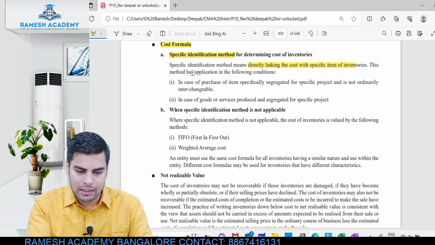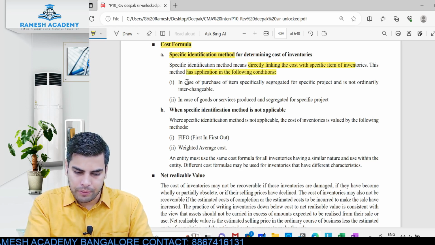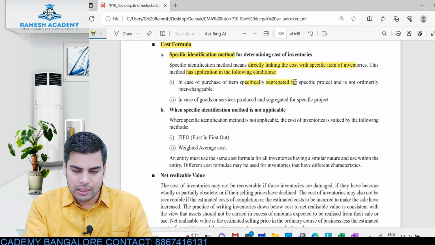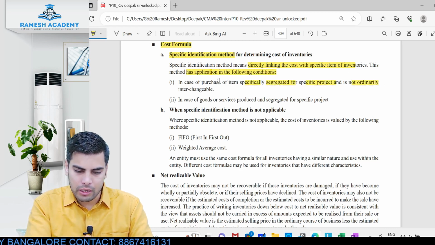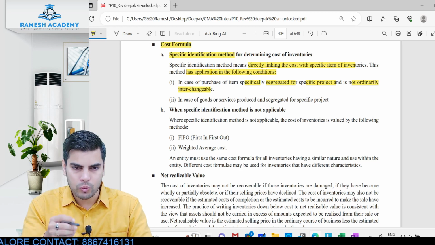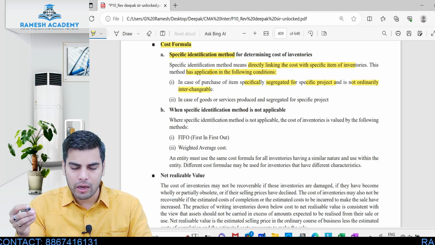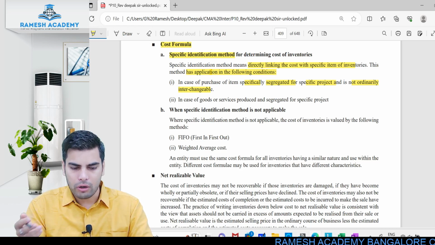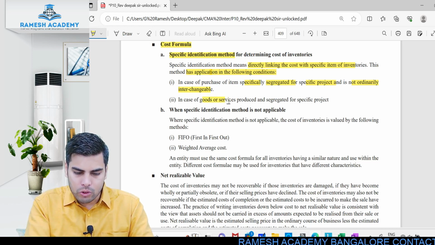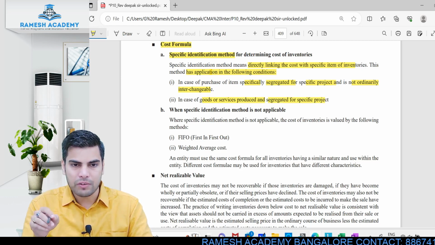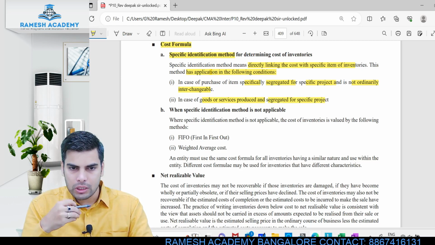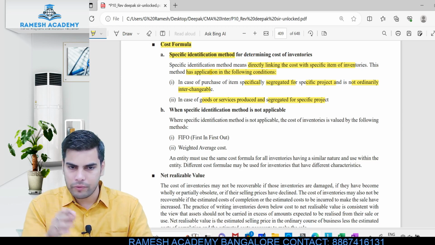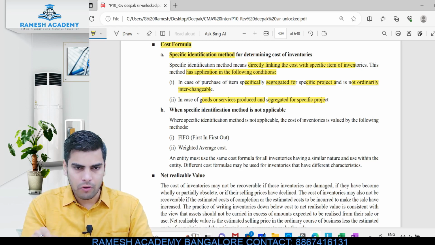This method has application in the following conditions. In case of purchase of an item specifically segregated for a specific project and not ordinarily interchangeable. So this method will be used in those industries wherein you will not be able to interchange a particular product. It is specifically segregated for a specific project, which is not ordinarily interchangeable. Also in case of goods or services produced and segregated for a specific project. Sometimes I'll be producing goods for a specific project. Even at that point of time, the same method will be used for valuation.